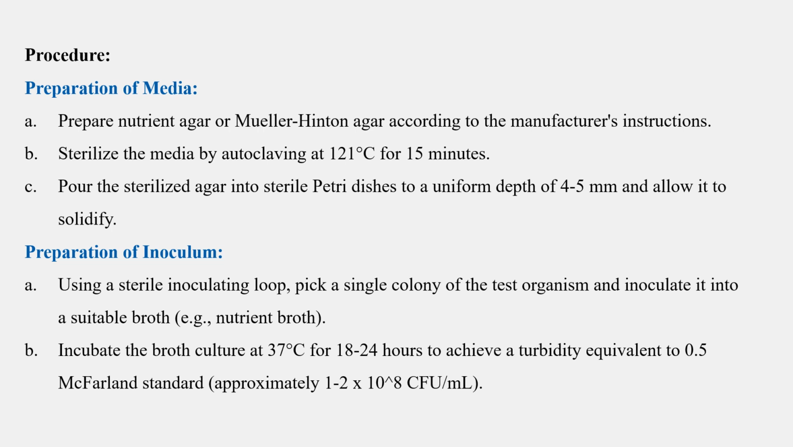Preparation of inoculum. A. Using a sterile inoculating loop, pick a single colony of the test organism and inoculate it into a suitable broth, e.g., nutrient broth. B. Incubate the broth culture at 37 degrees Celsius for 18 to 24 hours to achieve a turbidity equivalent to 0.5 McFarland standard, approximately 1 to 2 x 10^8 CFU per milliliter.